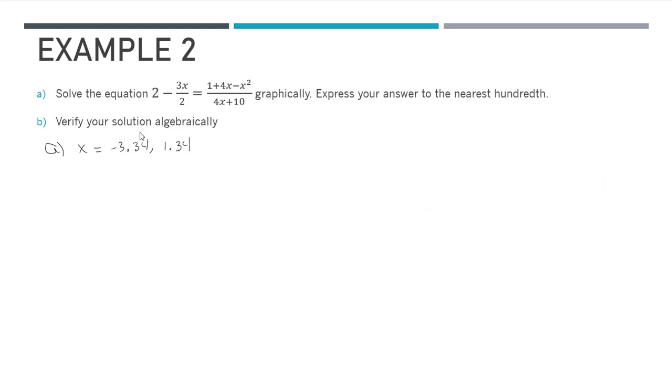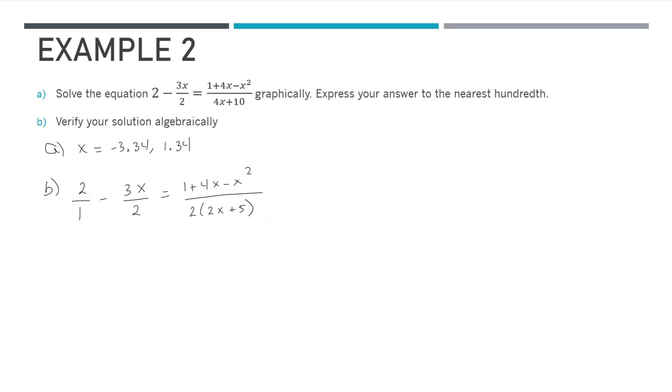Okay, B, verify your solution algebraically. So just like in the last question, we want to get rid of these fractions. Now, some of these denominators can be simplified or at least factored so we can possibly have some more common factors between the denominators. That might save us a little bit of work. So I'll rewrite, this is 2 over 1. 3x, well, 2 you can't factor or do anything else, so we'll leave that. But on the right side, our denominator, we can factor 2 out. So it becomes 2 times 2x plus 5.